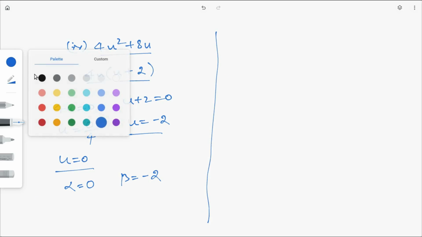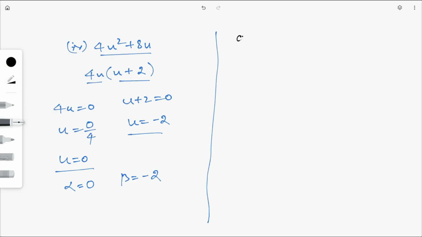Right? So next, what are my coefficients here? A, the numerical coefficient with this u square, so that is 4, and then B is 8, and then C, there is no constant term here, or you can take it as 0, so you will get C is equal to 0.